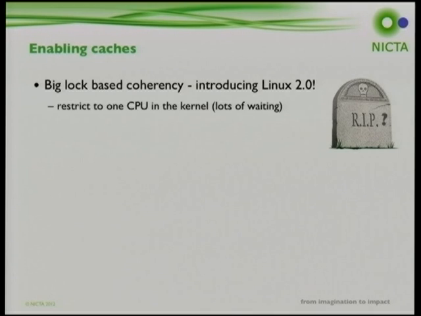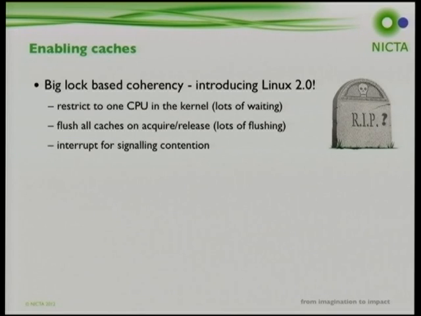So the way it works is, first of all, it restricts one CPU from being in the kernel at a time. And when that CPU enters the kernel, it flushes all its caches to make sure that it reads the latest version of the kernel memory from main memory. And when it leaves, it flushes all its caches to make sure all its changes to kernel memory are written to main memory. However, this is really slow, and I tried to speed it up a bit by adding an interrupt that will signal contention so that the CPUs didn't have to do this every time they entered or exited.